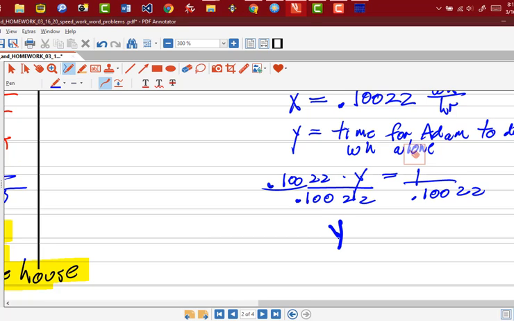So that is going to give me, I need to do 1 divided by 0.10022. That's really 1 divided by 0.1, which is going to give me 10. So it would take Adam 10 hours.